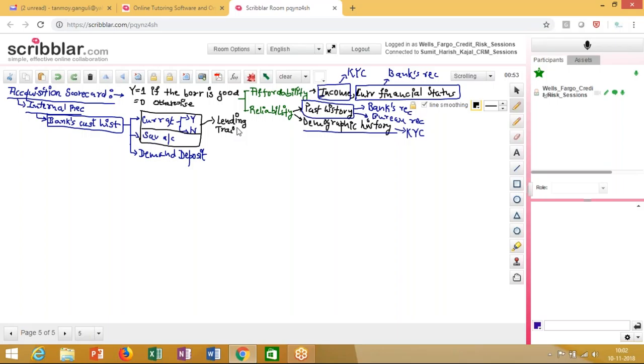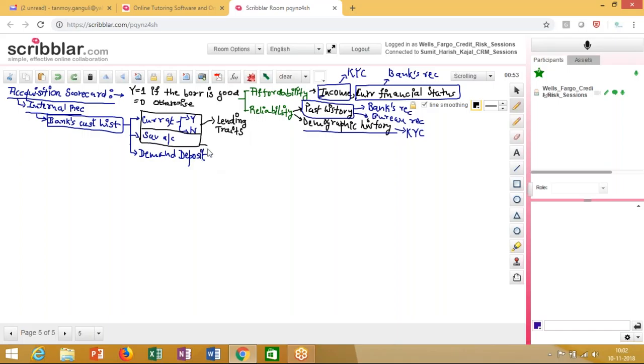So whenever we are developing either acquisition models or behavioral models for the retail portfolio, the current account and the overdraft statuses are very critical variables for model development, because they give you a clear idea about the lending traits of this particular borrower, right?